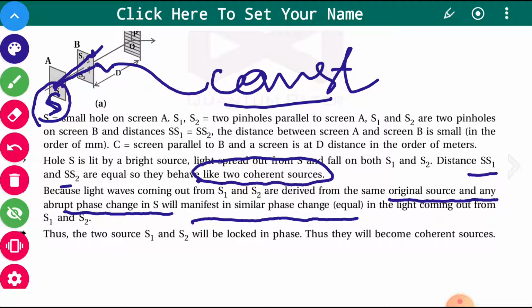Thus the two sources S1 and S2 will be locked in phase. Whatever phase change there is in S, there will be the same phase change in the waves coming out from S1 and S2, so they behave as coherent sources.